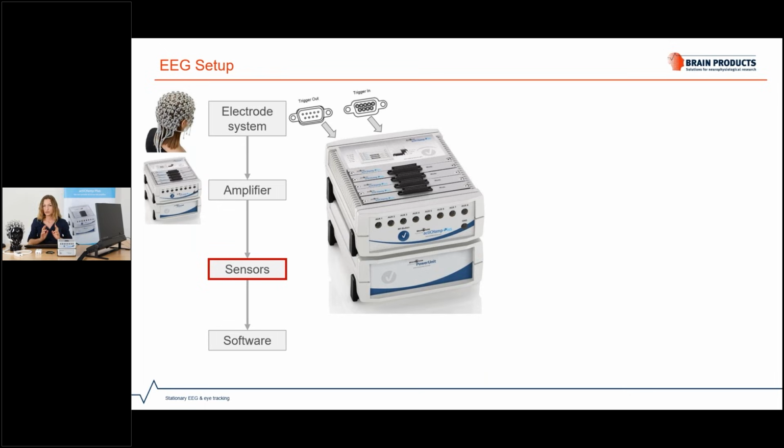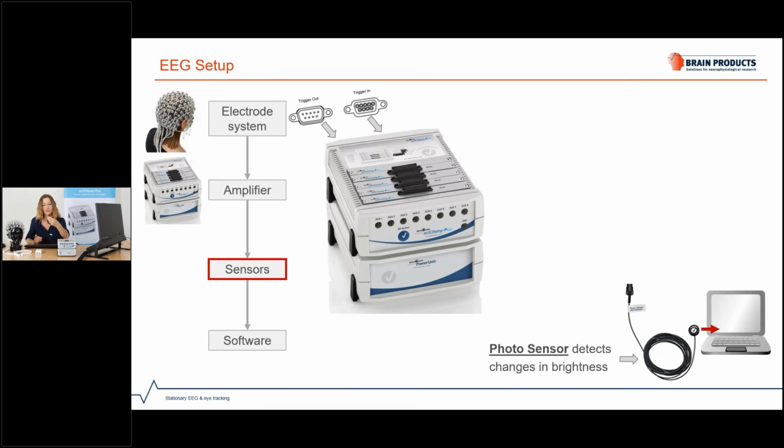I want to show you 2 more pieces of hardware for our EEG setup that we're going to use today. The first one is the photo sensor. This is a very tiny sensor. I can also show it on the screen. And it can detect changes in brightness. So if we attach this to a screen, for example, then it can continuously track the changes in screen brightness and is being put out here in this auxiliary cable.